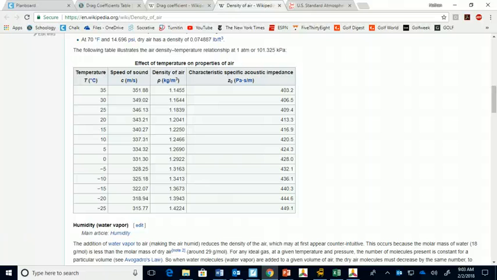Notice it doesn't change much, right? It's a little bit of change, but it is there. If you look at this chart compared to the other chart, altitude affects it much more, because the numbers change much more significantly there. Does that make sense?